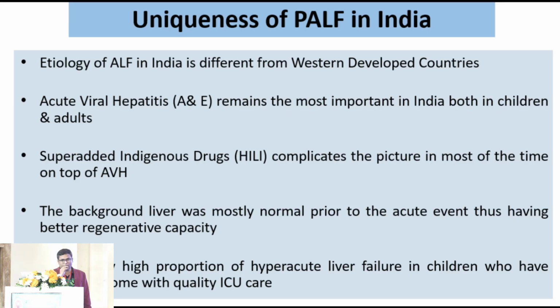Last slide is the uniqueness of PALF in India. Etiology of infection in India is different from most developed countries. Acute viral hepatitis A in children and E in adults remains the most important in India. And supplemental indigenous drugs complicate the picture most of the time on top of acute viral hepatitis. The background liver was mostly normal prior to the acute liver event. We have a significant proportion of hyperacute liver failure, and so it highlights that we can salvage at least 60 to 70% of the cases with good quality PICU care.